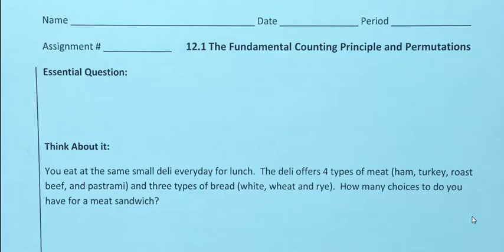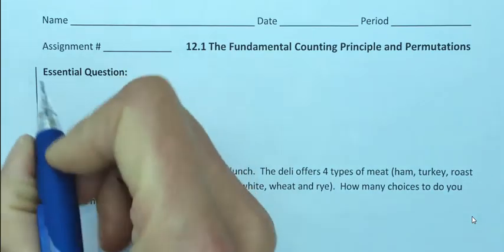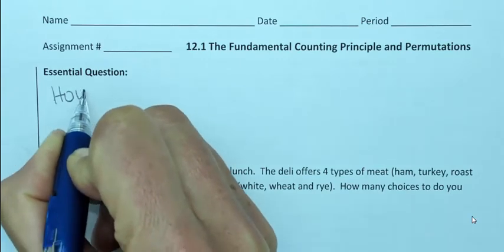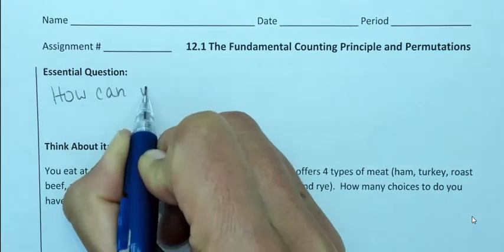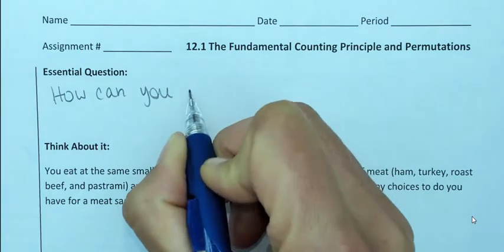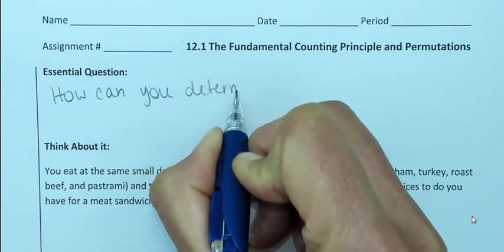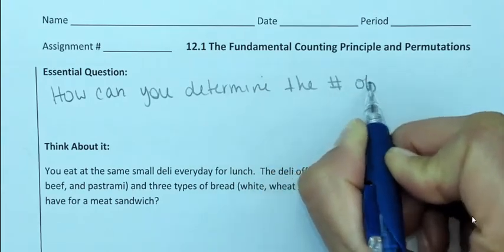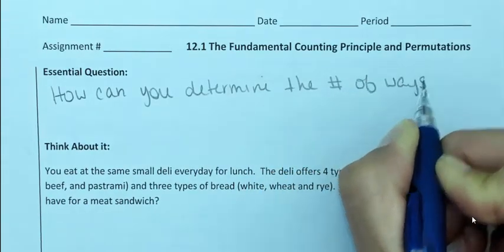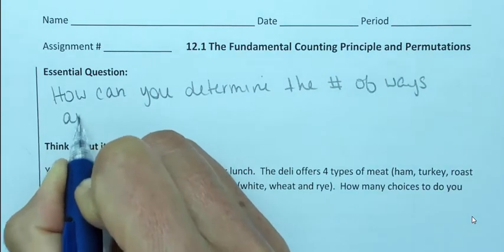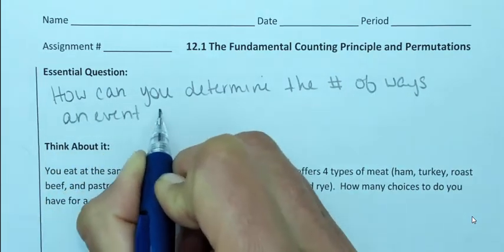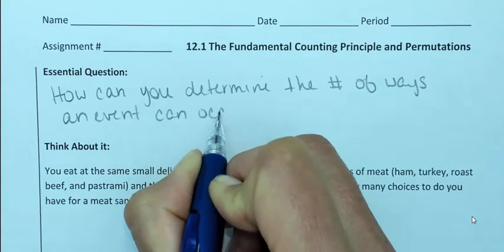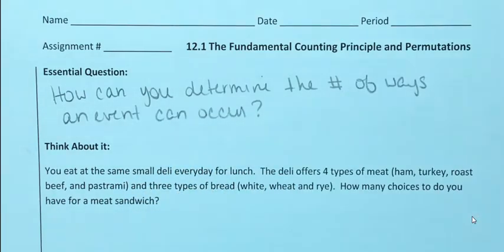Okay, we're going to talk about the fundamental counting principle and permutations. And your essential question is, how can you determine the number of ways an event can occur? And I'm going to show you a couple ways to do this.